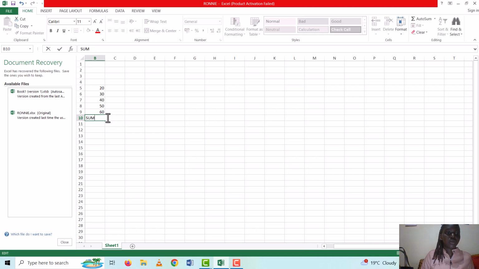You should always remember, before writing any formula or a function, it must start with an equal sign. Let's do it in a much simpler way.